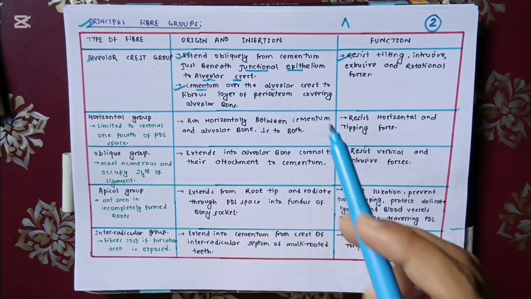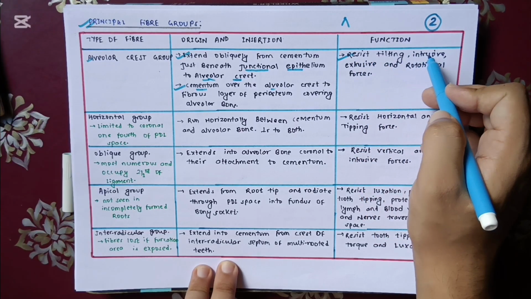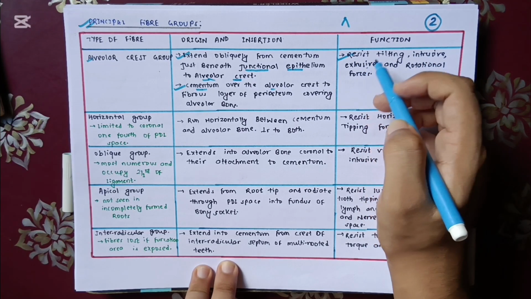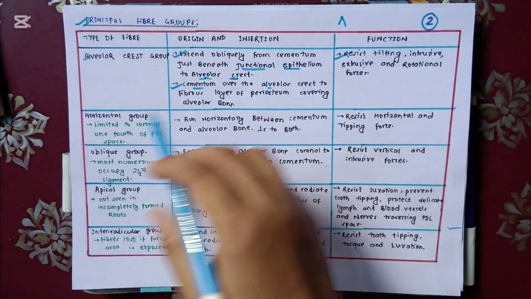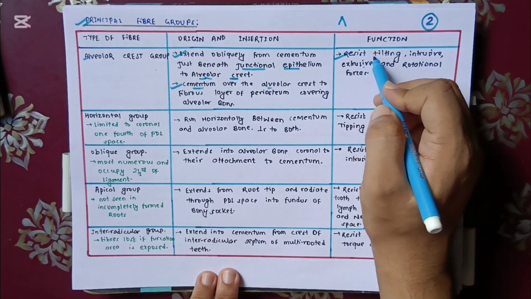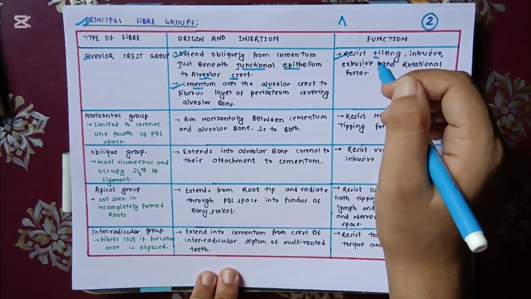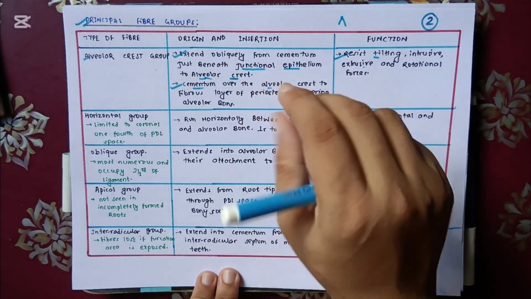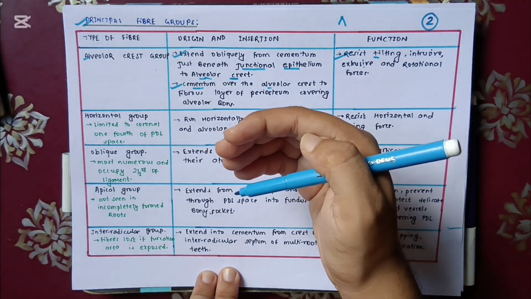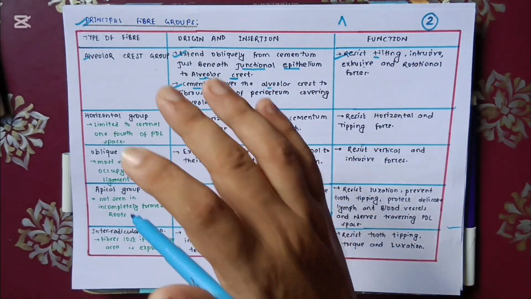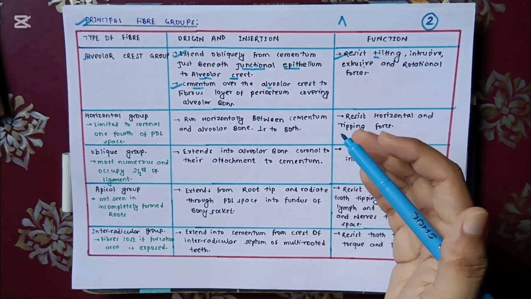After that, the function of the alveolar crest group fiber is that it resists tilting, intrusive, extrusive, and rotational forces. So these are the four different kinds of forces resisted by this alveolar crest group of fiber. You can remember this. Tilting means when the occlusal or masticatory force is applied on a tooth, the tooth tries to tilt, and it resists those tilting forces. Intrusive forces means towards the inside, towards the oral cavity side, and extrusive means outside the arch, which is more appropriate.